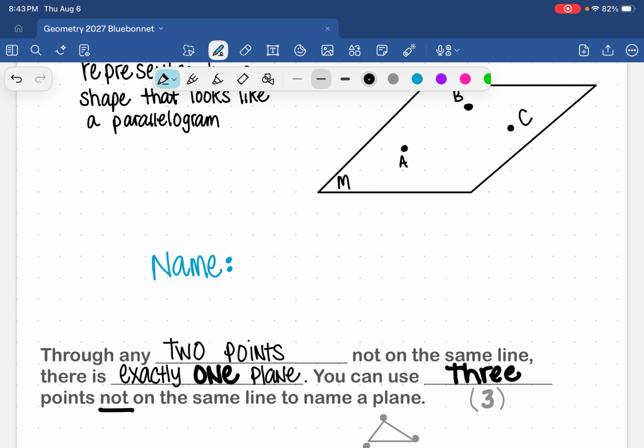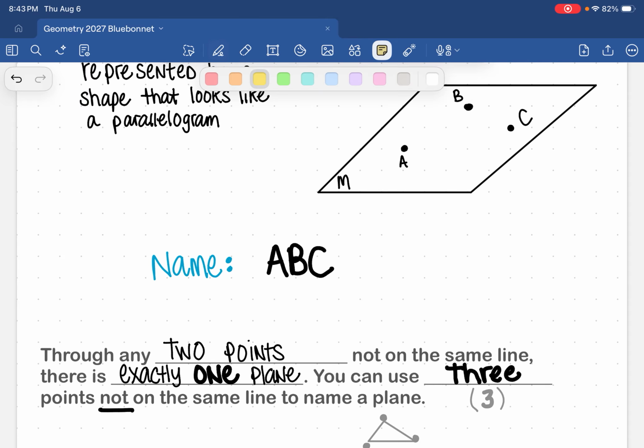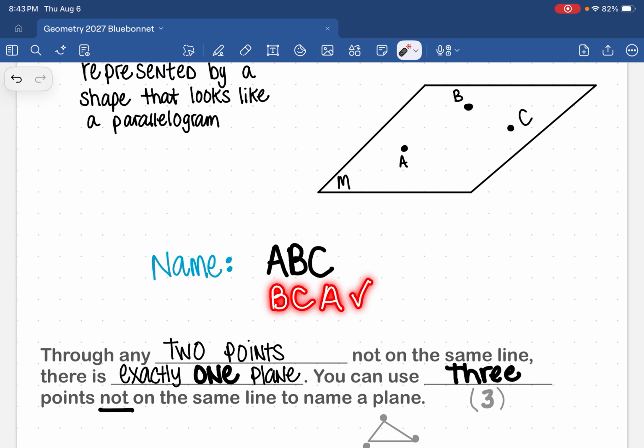I see 3 points and 3 points only, so I can use them to name this plane. A, B, C. There's a name. But Miss, I was thinking B, C, A. Yes, that is another correct name. But I was thinking C, A, B. Yes, that is another correct name. But wait, I was thinking B, A, C. Yes, that is another correct name.